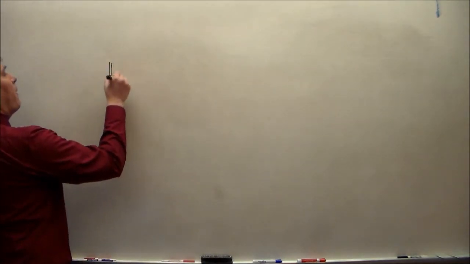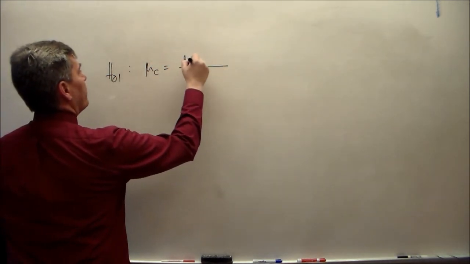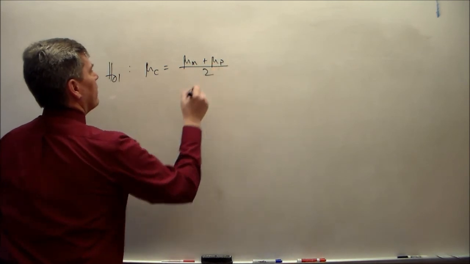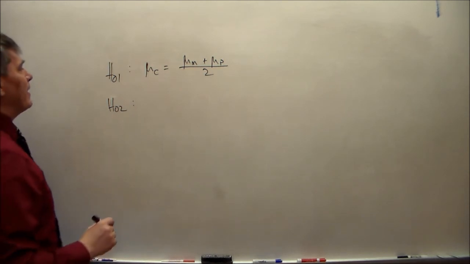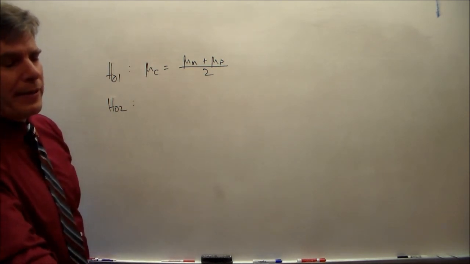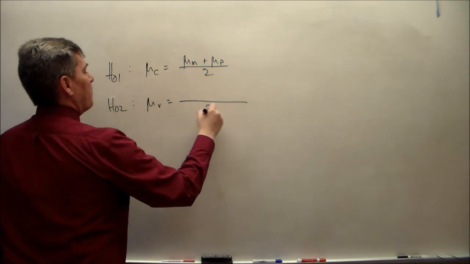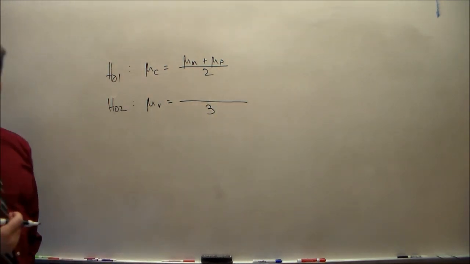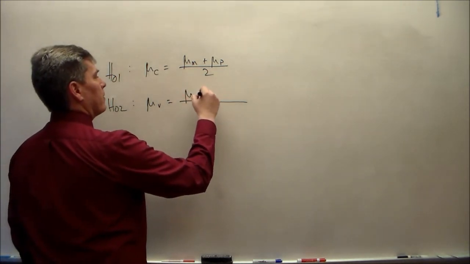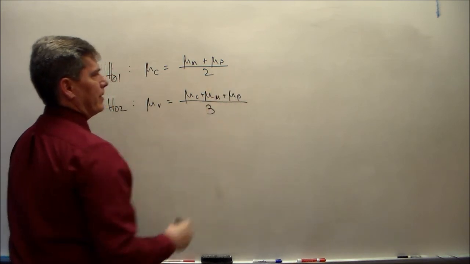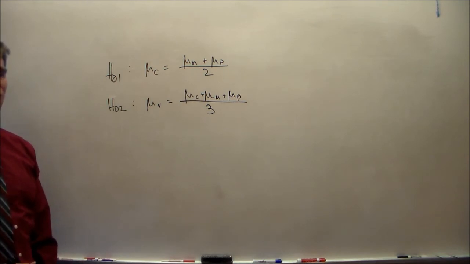So our first null hypothesis is that mu c is equal to the average of mu m and mu p. I think that was the same hypothesis we had before. The second null hypothesis, I have one prepared, is going to be, this is a boring one, that the average log count bacteria for the vacuum group is equal to the average of all the others. That's kind of boring, but hey. So now the question is, are these 2 hypotheses orthogonal?